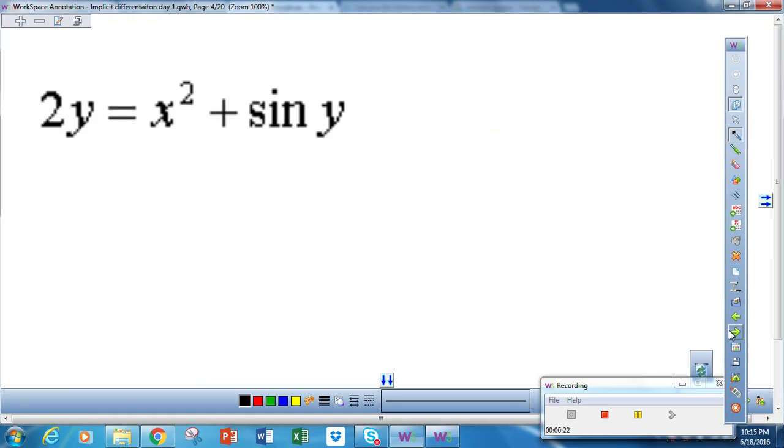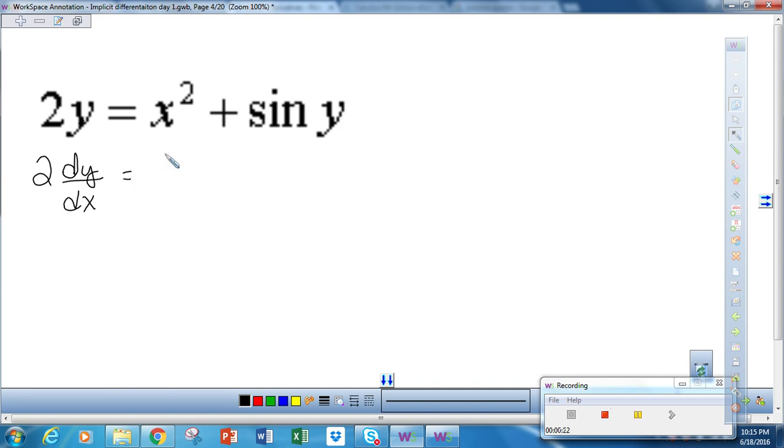Okay, let's do another one. So anytime we have y or something other than x, our answer will have dy/dx in it, or dA/dx, or whatever the variable is. So this would be 2. The derivative of y is 1, but we also take the derivative of the inner function, y itself, which is dy/dx.